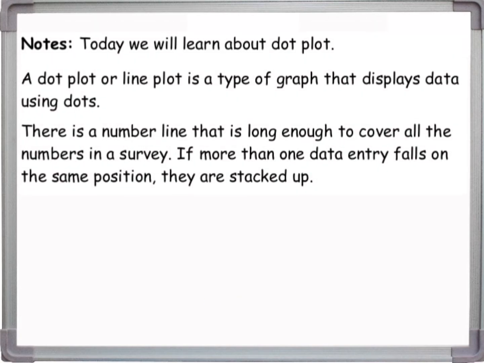Now let's pay attention to what a dot plot is. A dot plot is also known as a line plot. It is a type of graph that displays data using dots. A dot plot has a number line that is long enough to cover all the numbers in a survey. So if more than one data entry falls on the same position, they are stacked up.